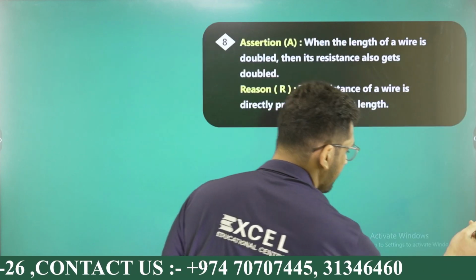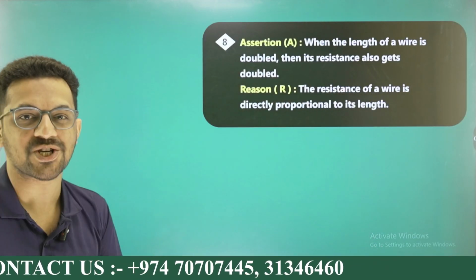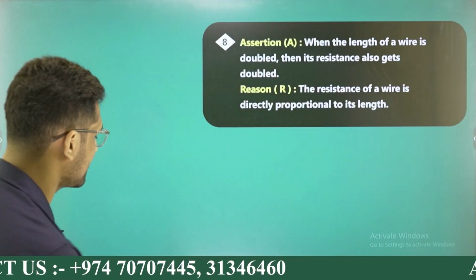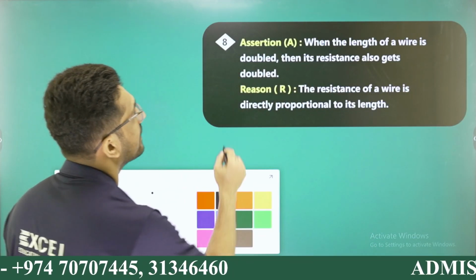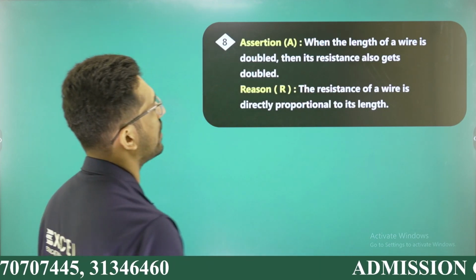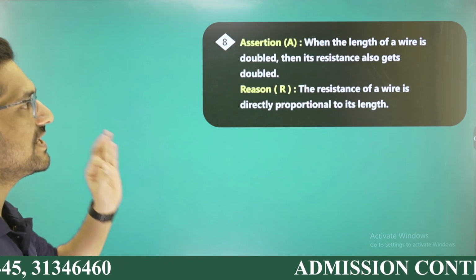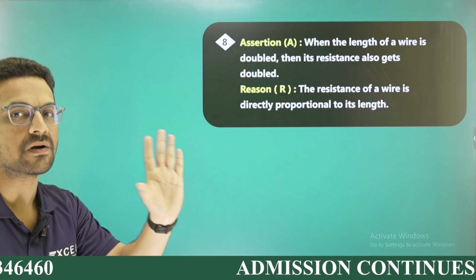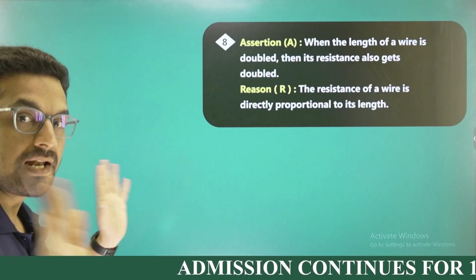Let's see the next one. What is it? Yeah, it's an assertion reason question. Read the assertion. When the length of a wire is doubled, then its resistance also gets doubled. That's the assertion. Let's try that.